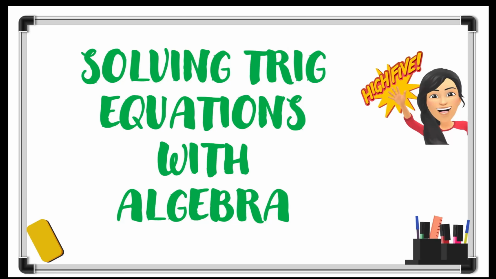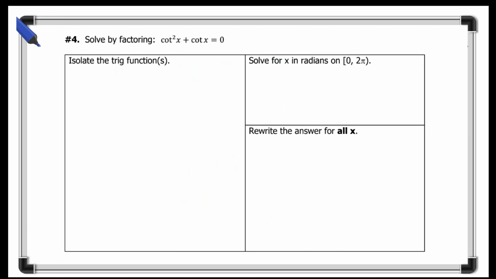Hi everyone, so today we're going to go ahead and solve trig equations using algebra. With this question, we are going to solve by factoring. What you should notice is that both terms actually contain a cotangent. If I take out that common factor of cotangent, I would have cotangent of x times the quantity plus 1, and that would equal 0.